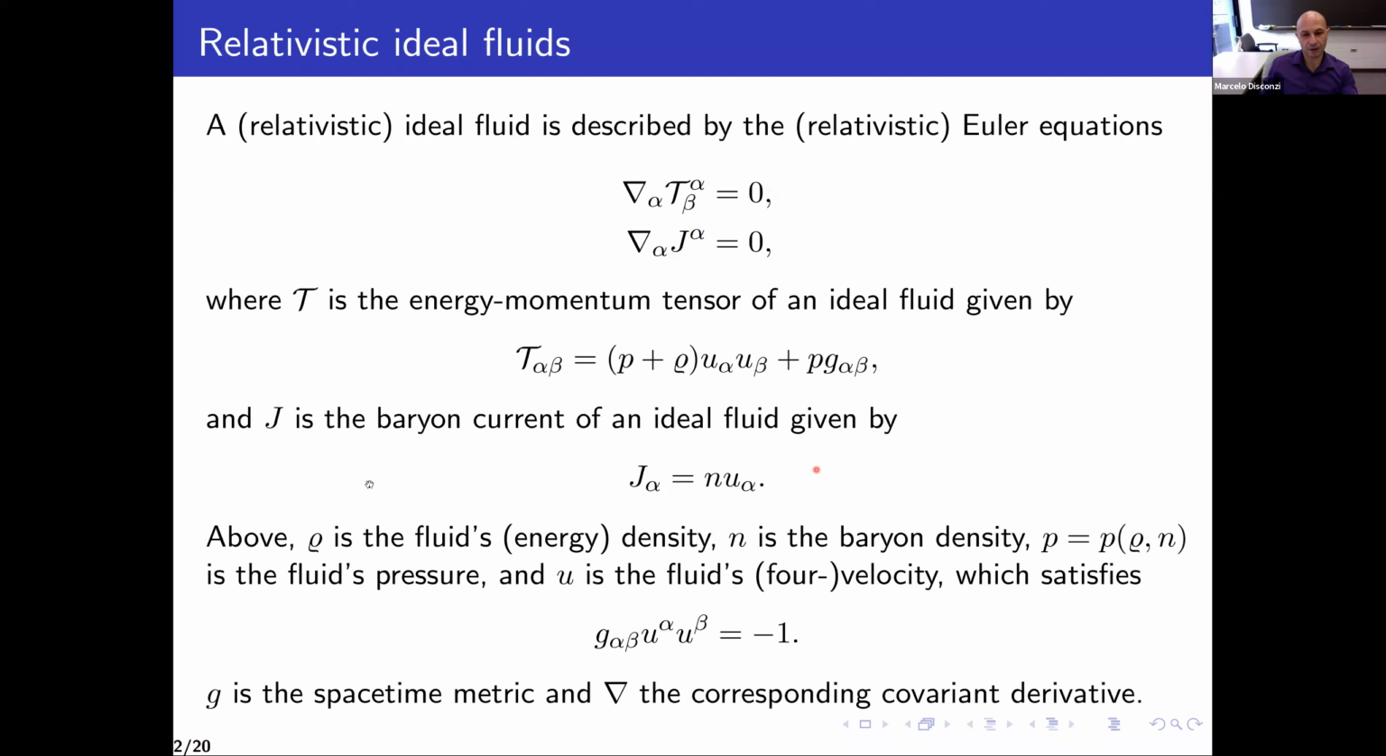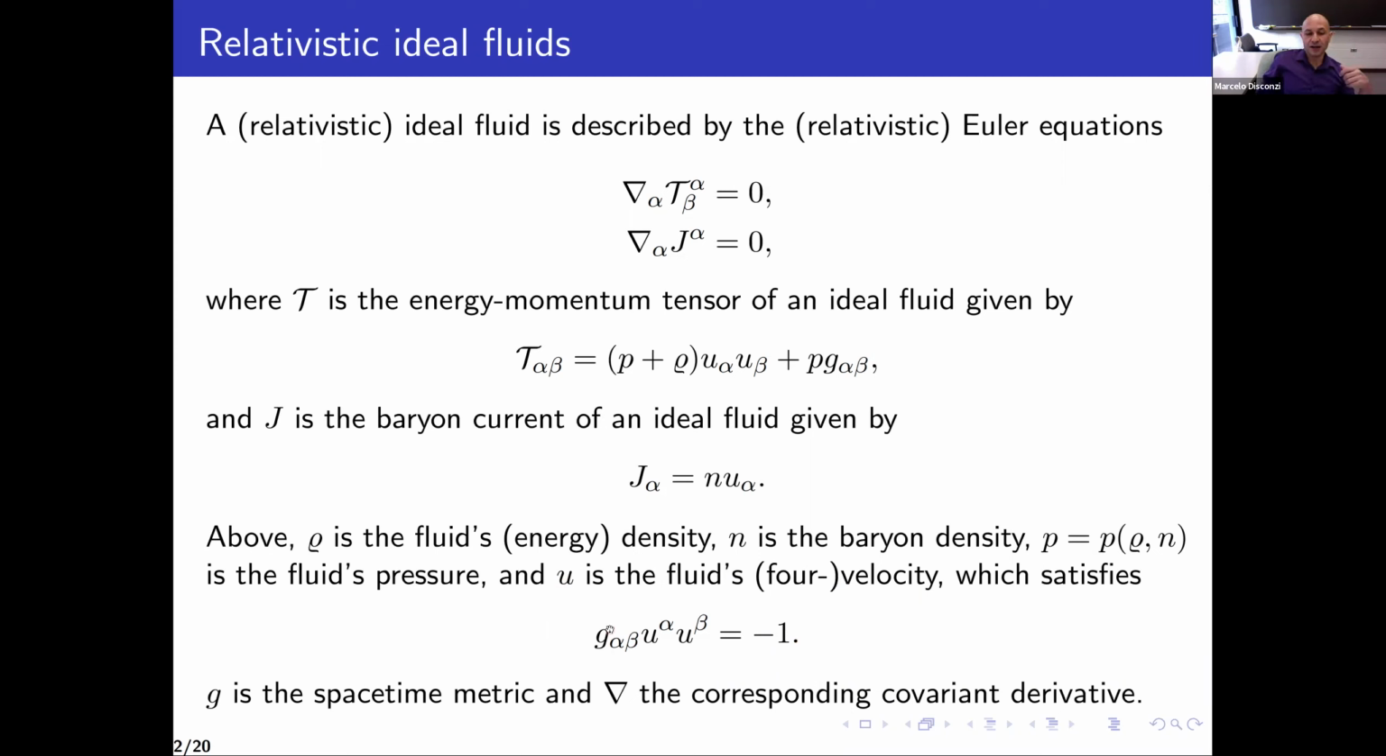And in my notation here, rho is the fluid density, or more precisely, the energy density. N is the baryon density. P is the pressure, and the pressure is given as a known function of the density and the baryon density. Which function you choose depends on the nature of the fluid that you are studying. u is the fluid velocity. Sometimes we call it the four-velocity, just reminding everyone that in relativity, the velocity is a vector field in space-time rather than just a vector field in space. And the velocity has to satisfy this constraint, which says that its norm squared has to be equal to -1.